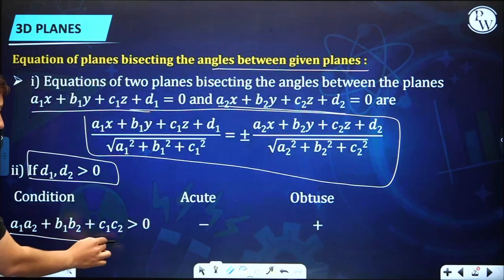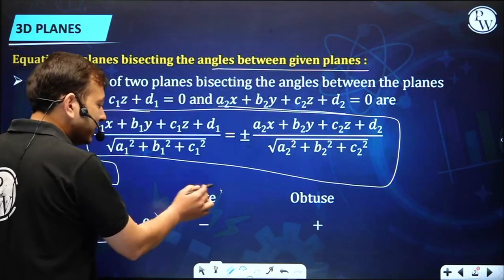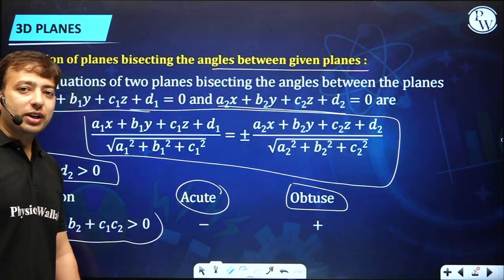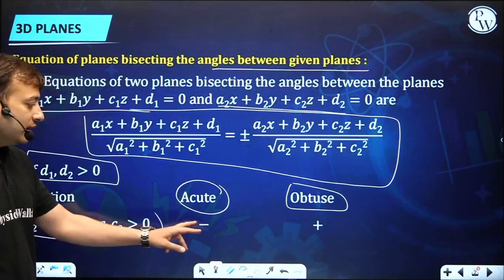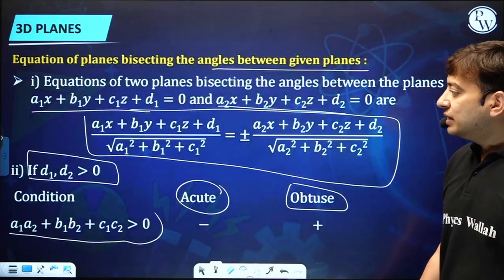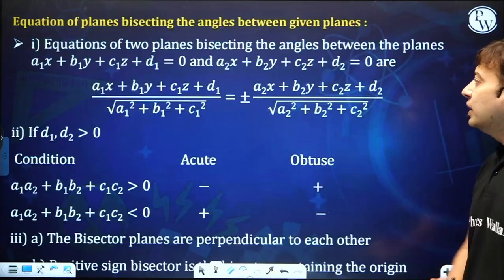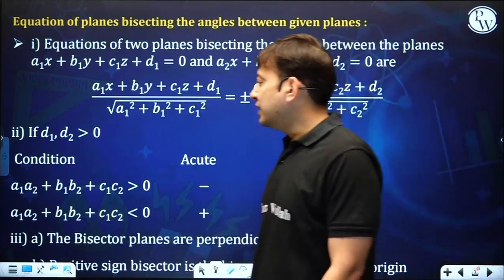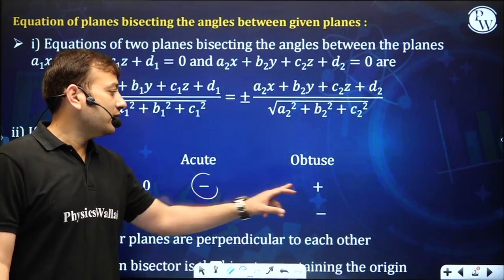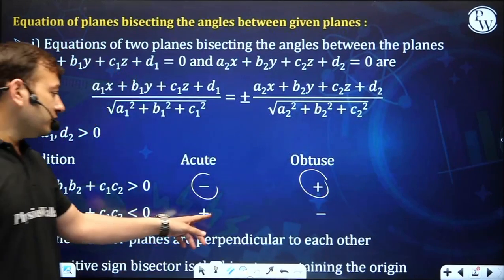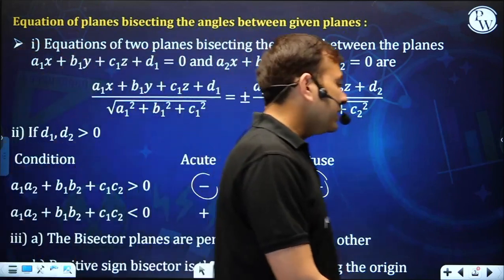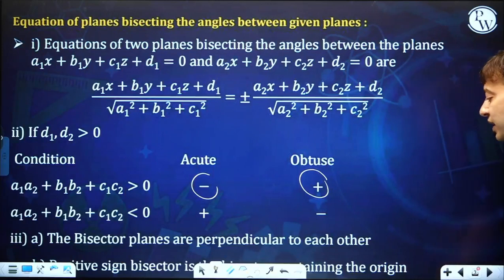Then if a1 a2 plus b1 b2 plus c1 c2 is greater than 0, then minus will be the acute angle bisector and plus sign will be the obtuse angle bisector, and vice versa. If it is less than 0, then plus will be the acute angle bisector and minus will be the obtuse angle bisector. That's it, simple. The bisector planes are perpendicular to each other, and the positive sign bisector is the plane containing the origin; always the positive side is the plane containing the origin.